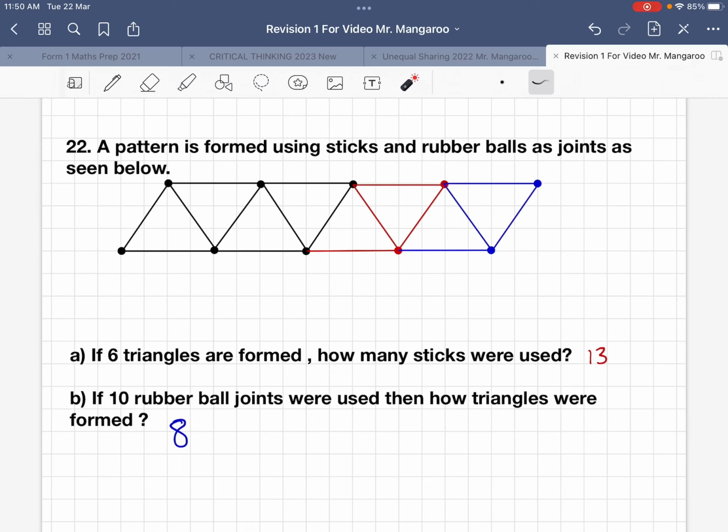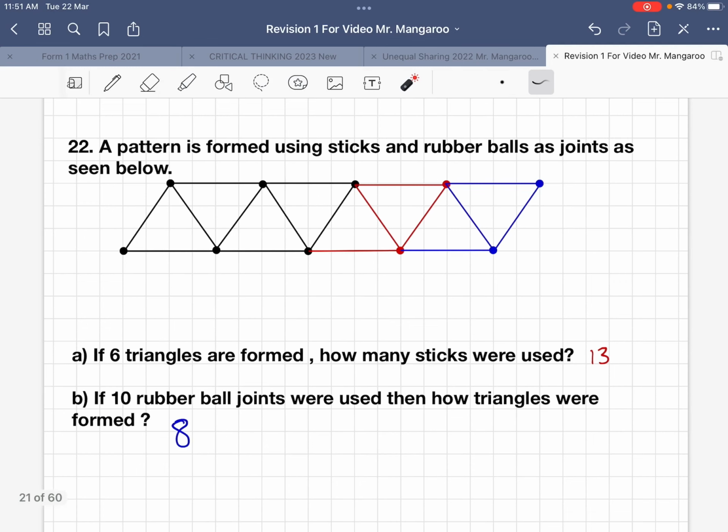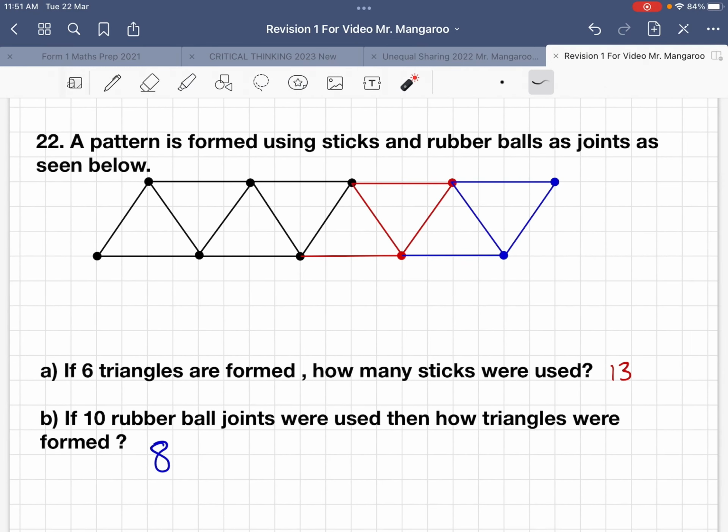Next, a pattern is formed using sticks and rubber balls as joints, as seen below. If 6 triangles are formed, how many sticks were used? So I am hoping that the questions that I gave you all, you all would be able to make a sketch. Because if it's way too advanced, it means that you would have to create a formula. And I don't think that that's part of the syllabus. So let's go based on completing the shape and counting.